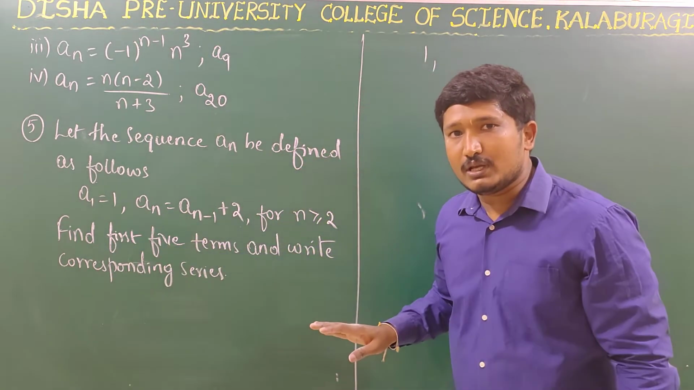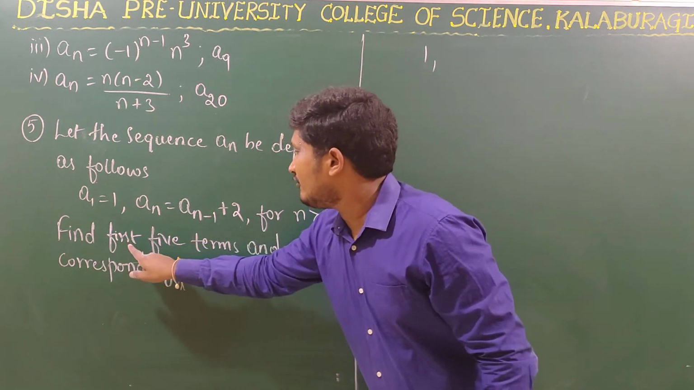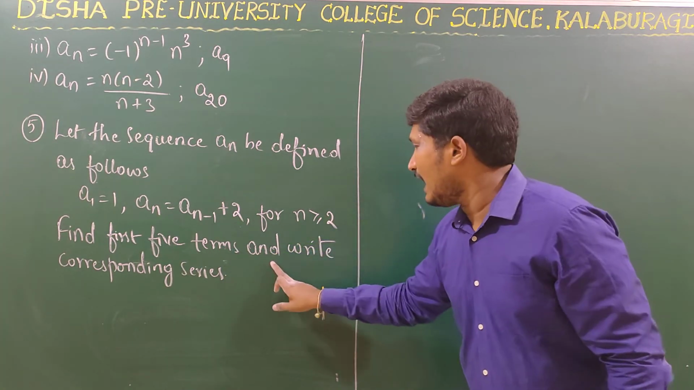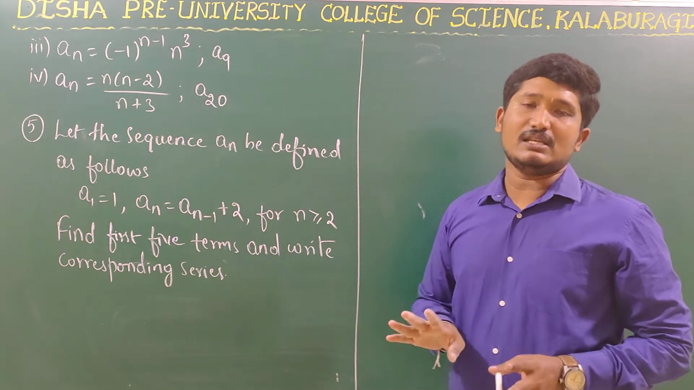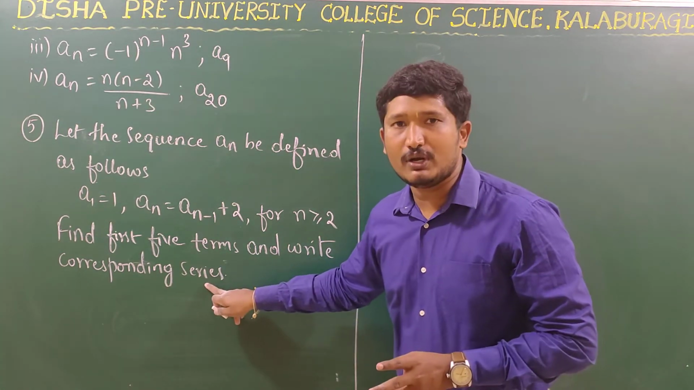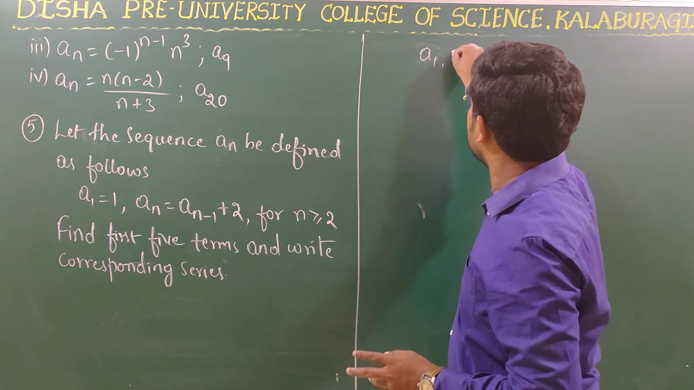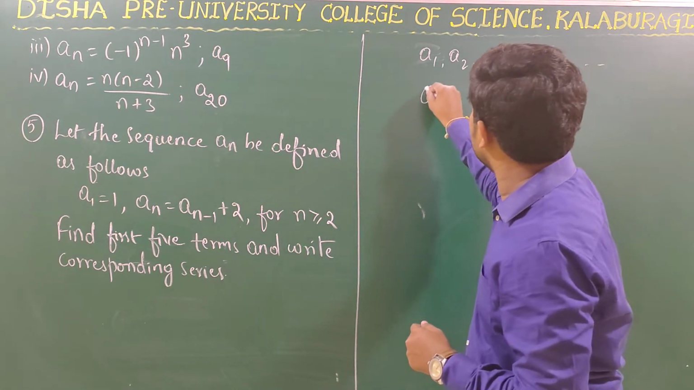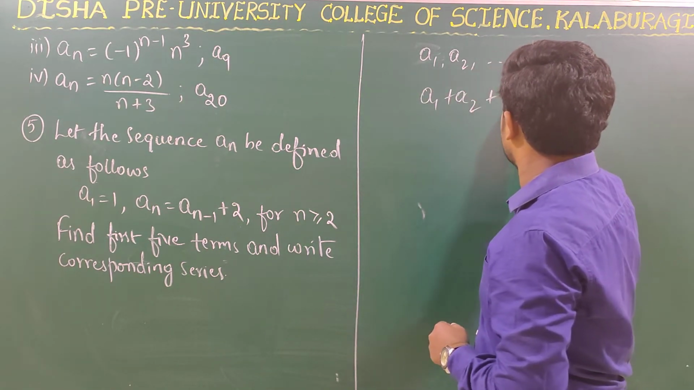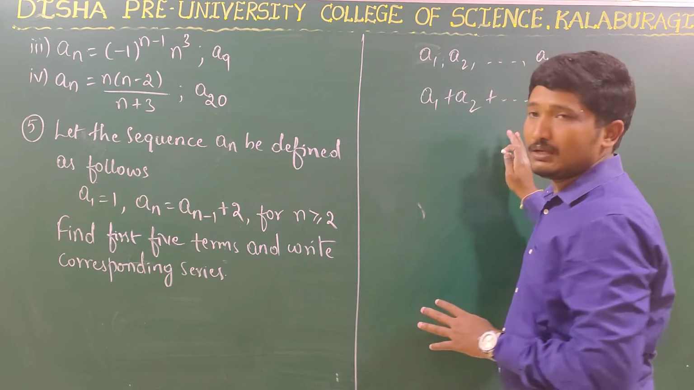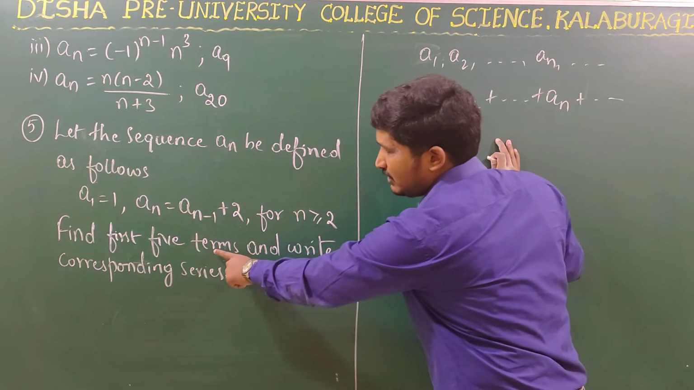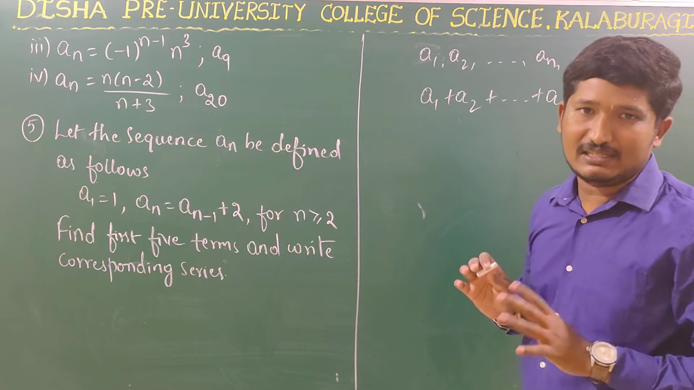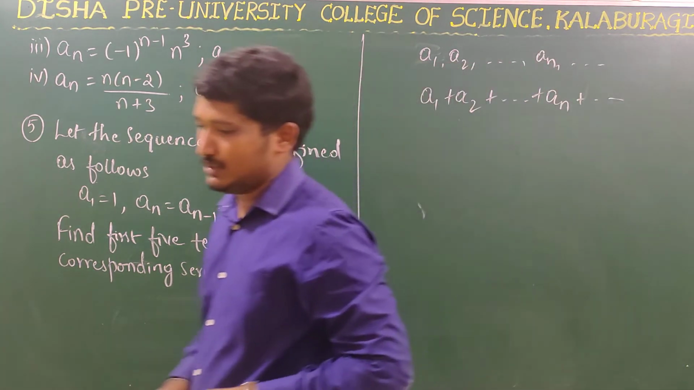What are we asked to do here? We are asked to find the first 5 terms and write the corresponding series. I have already told you about the series. If a sequence is given, that is a1, a2, and so on, how will you write the series? The series is given by this expression. So now what we have to do is find the first 5 terms of the sequence and then write those terms in the form of a series. Now let us start with the solution.